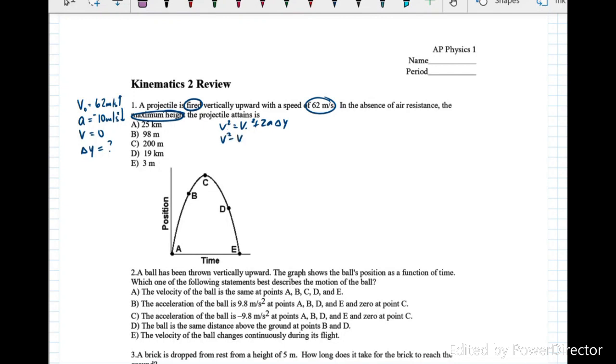I'm going to go through, subtract v0 squared on both sides, divide both sides by 2a. That tells me that delta y is equal to v final squared, 0, minus v initial squared, 62 squared, divided by 2 times negative 10. Gives me 192 meters, which is really close to 200. So with this, it was a problem that actually used 9.8. Nothing on the test is going to have that particular issue on it, so don't worry too much about it.